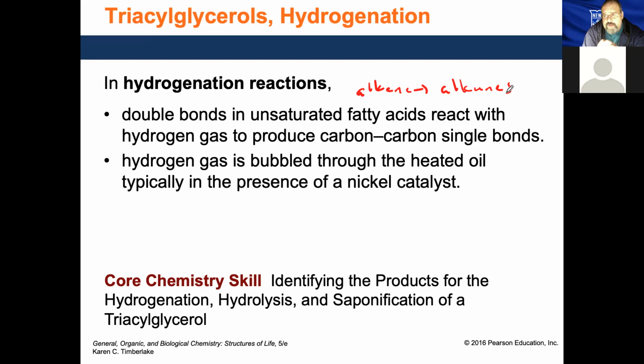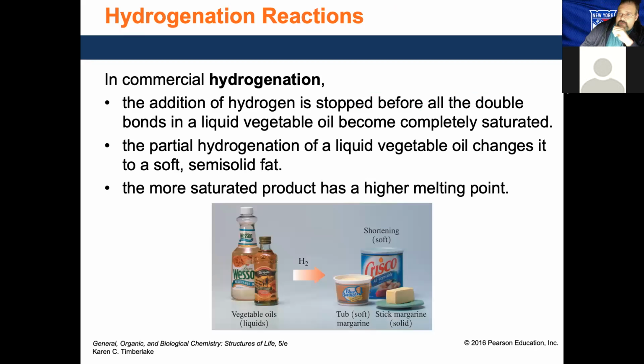Sometimes it's tough to monitor the amount of hydrogen that's being added because you bubble it in, and it's a gas, so you can't see it. But there are tricks to make sure that the hydrogenation stops before all the carbon-to-carbon double bonds are broken. And that's what happens in commercial or partial hydrogenation.